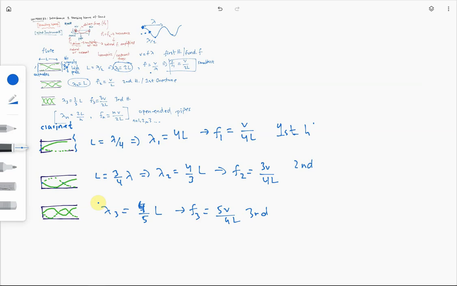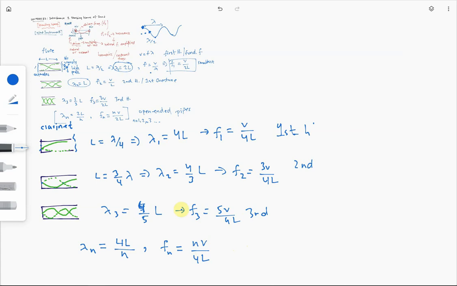Similar to before, we can find a pattern here. The pattern that follows for pipes with one end open is: lambda n, the nth wavelength, is 4L over n, and Fn, the nth harmonic frequency, is equal to n times the speed over 4L.